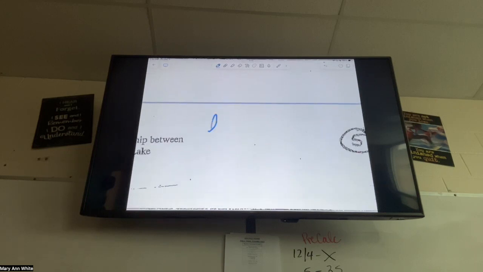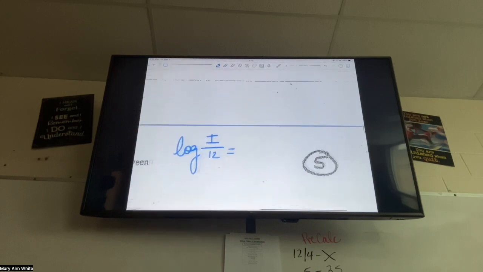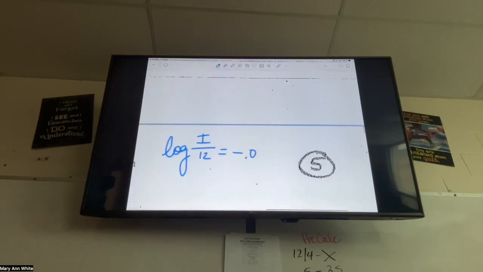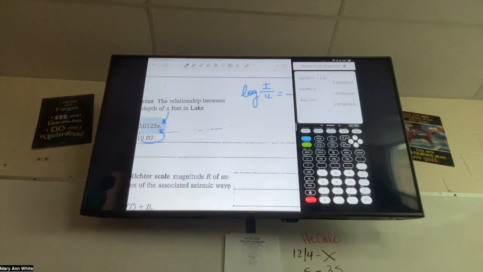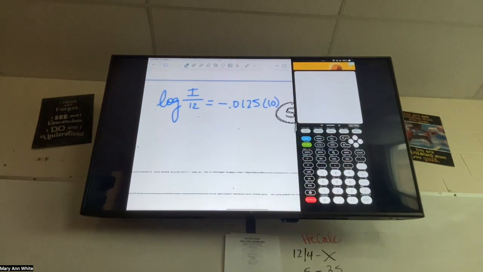So I've got log of I divided by 12 equals negative 0.0125 times 10. Okay, so it's good that we already had our calculators out because we're gonna keep using them. I'm gonna do that negative 0.0125 times 10, which would just move the decimal place over 1. So I get log of I over 12 equals negative 0.125.